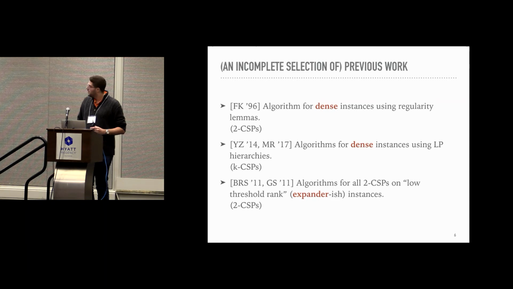Okay. So here's an incomplete selection of previous work. We know that 2-CSPs are easy when they're dense. Subsequent work shows that this is also the case for dense k-CSPs for k larger than 2. And for expanding instances, or even something weaker than expansion, like say expanderish instances, this is known to be true by the work of Barak, Raghavendra, and Steurer, and Guruswami and Sinop.